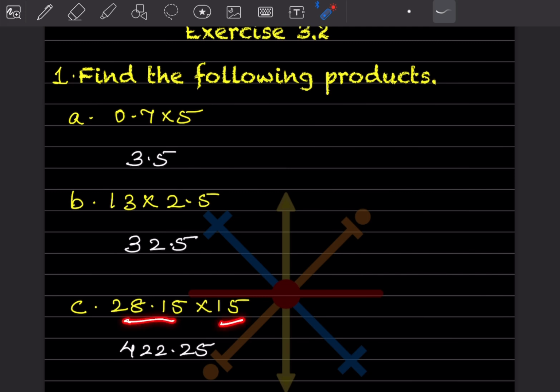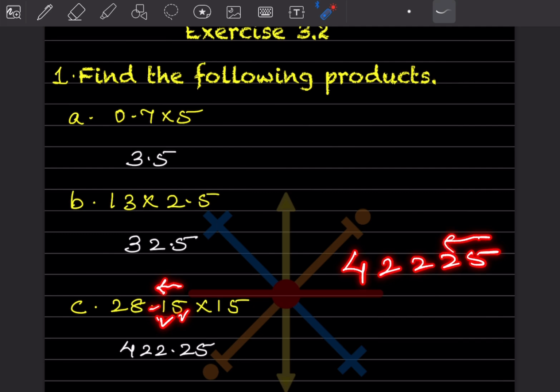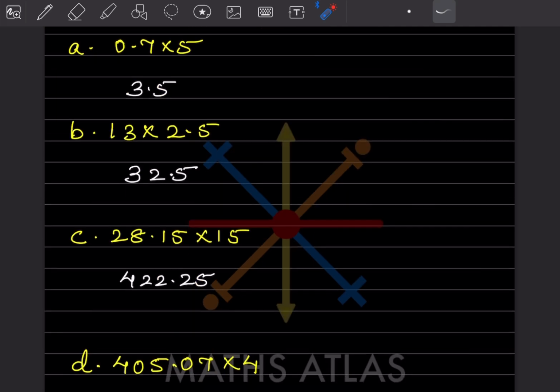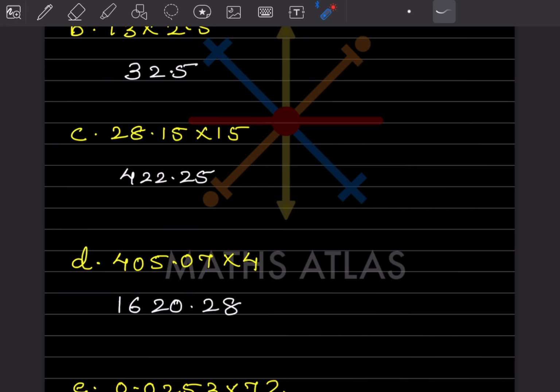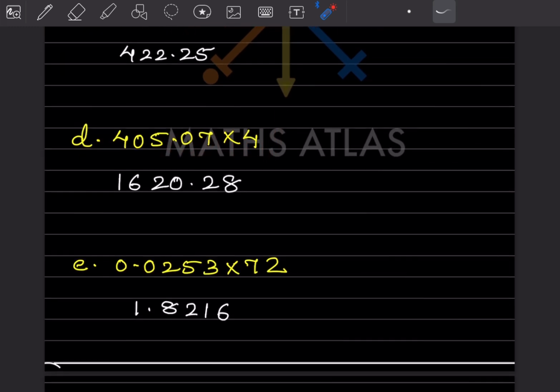Same here. When you multiply these two numbers, that is going to be 422.85. Sorry, 422.25. So after two numbers is a decimal, so after two numbers we will put a decimal. So 422.25. Now here the same, when you multiply, after two numbers is a decimal. So what you are going to do is multiply totally without a decimal first, and then put a decimal. Now for this one, what will you do?